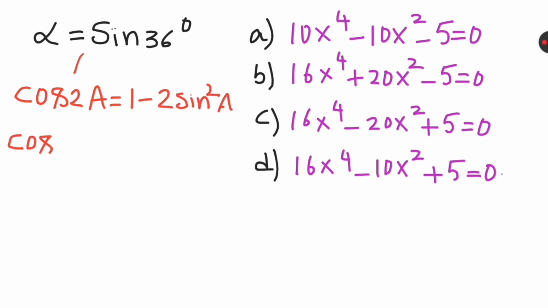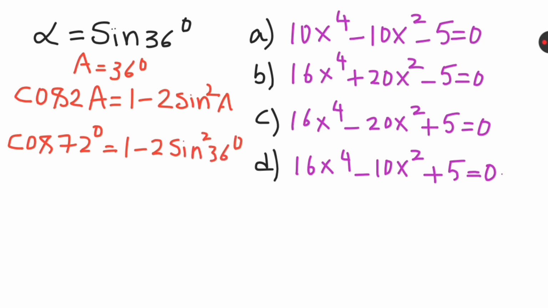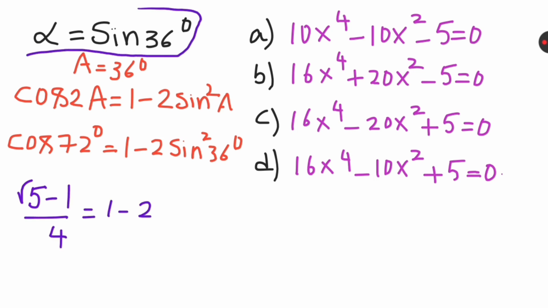Here we are considering A as 36 degrees. So if A is 36 degrees, then 2A is 72 degrees. That equals 1 minus 2 sine square 36 degrees. We know that cos 72 degrees has the value root 5 minus 1 by 4. So that is equal to 1 minus 2 sine 36 degrees, which is alpha. If you square here, sine square 36 degrees is alpha power 2, isn't it? So instead of sine square 36, we can directly write this as alpha power 2.